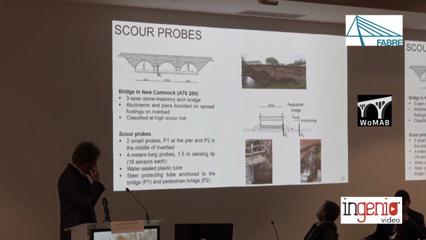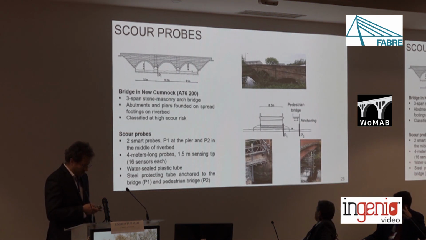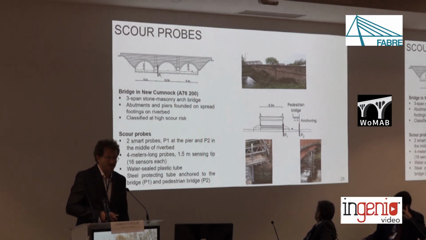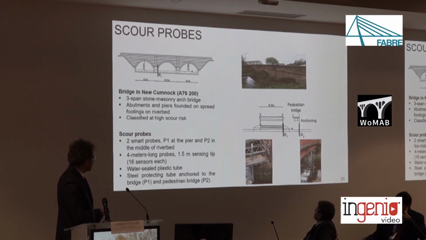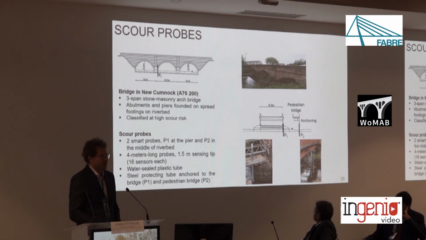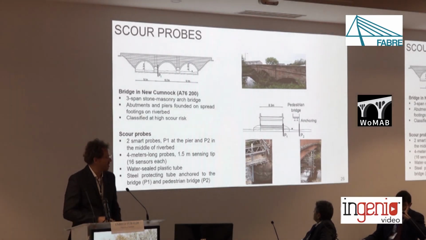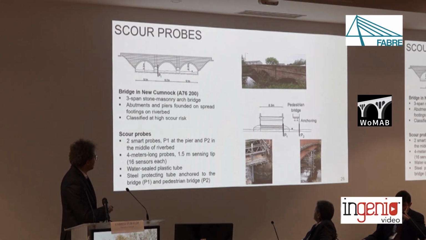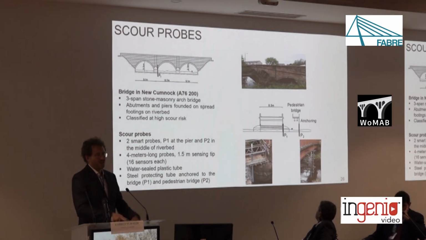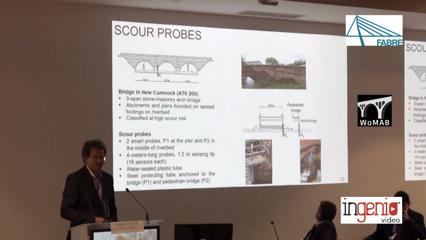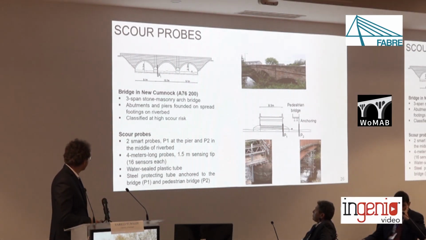And we installed a few years ago two scour probes at a masonry arch bridge located near Glasgow. One probe was installed in front of a pier, measuring the total scour, which is the sum of all the possible contributions of scour. A second probe was installed at a pedestrian bridge located just upstream of this bridge, and this measured only the degradation of the riverbed due to general scour and a bit of contraction scour.